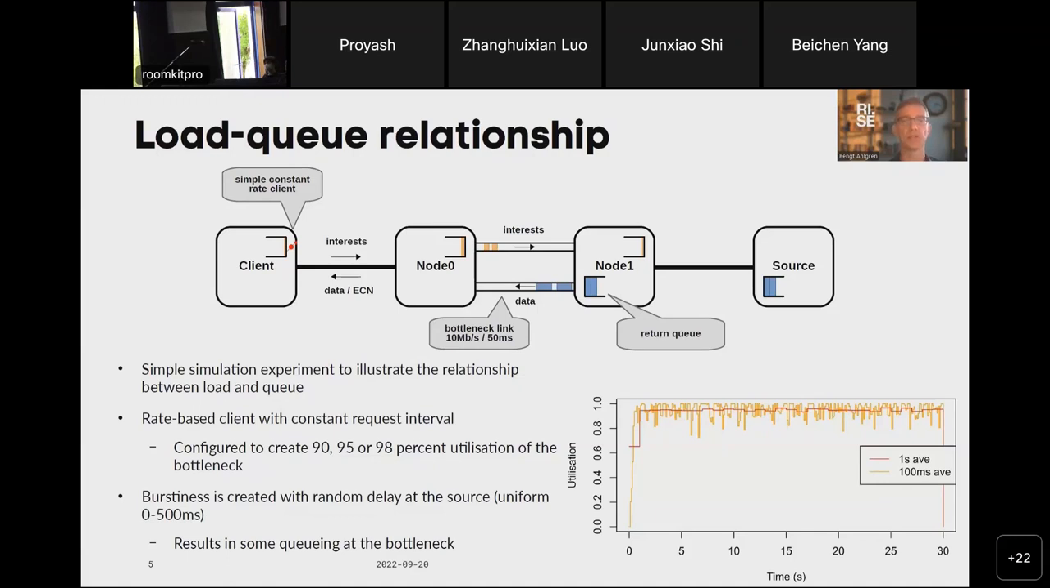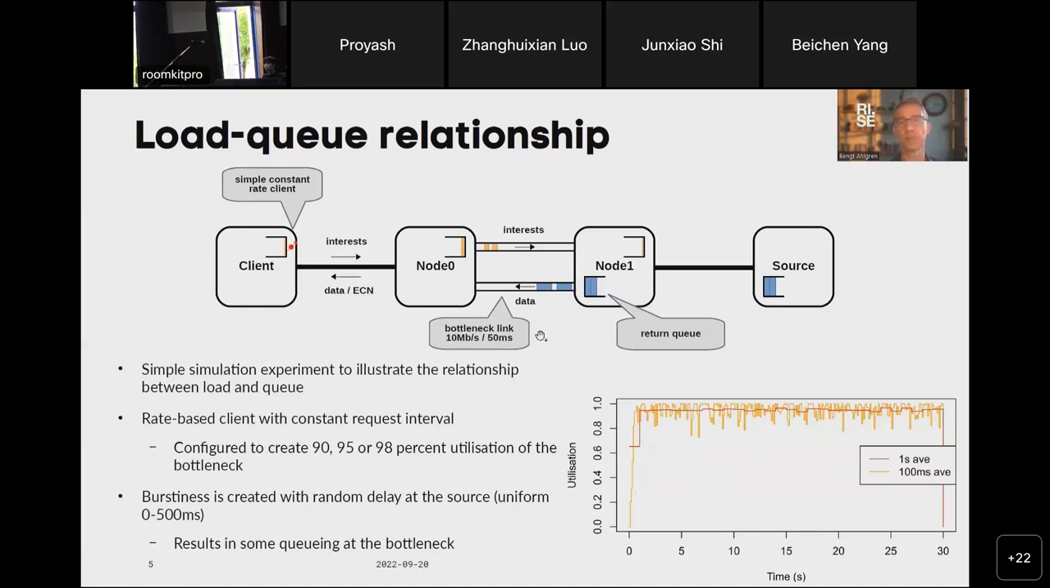So we made a simple simulation experiment to illustrate the relationship between the load and queue. And we have a rate-based client with constant request interval. We configured to create 90, 95, or 98% utilization of the bottleneck in the result that I will show in this presentation. So we can see as an example, the resulting utilization here, the 1 second average red curve, we can perhaps see that it is close to 95% here. We also created some burstiness with the purpose to create queuing at the bottleneck. And we can see the burstiness here in the 100 millisecond average in the utilization graph here.